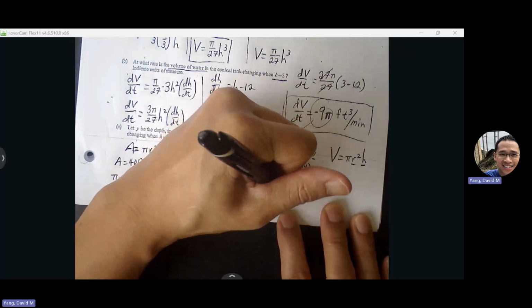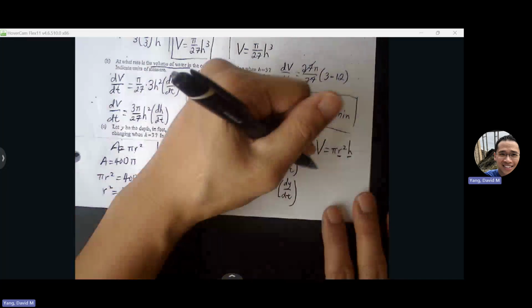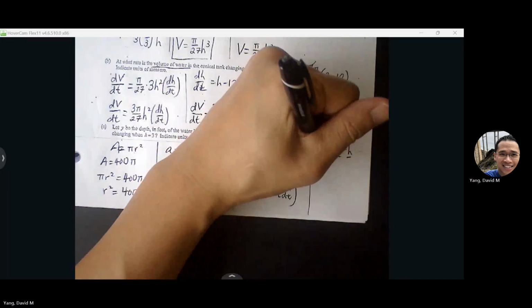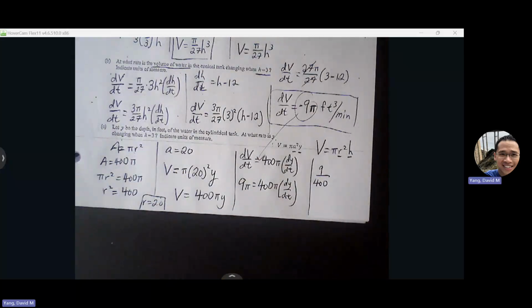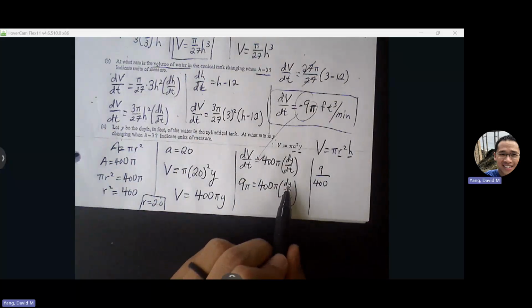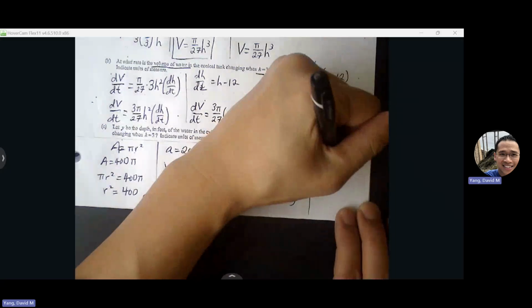And now we're just one step away to solve for dy dt. Divide both sides by 400 pi, and we have our answer. The pi's cancel out, so I'm just left with 9 over 400. What's our unit of measure? Y is one-dimensional, right? This is height, so feet per minute.